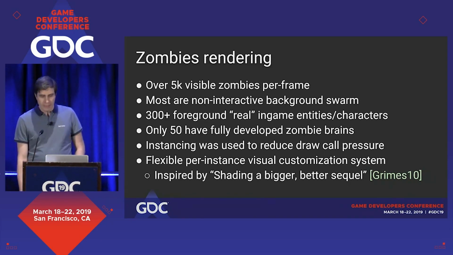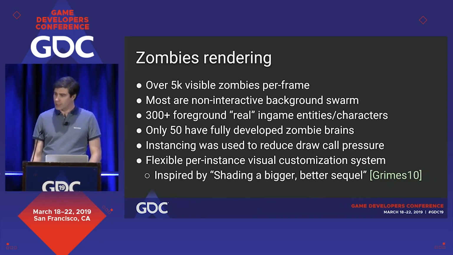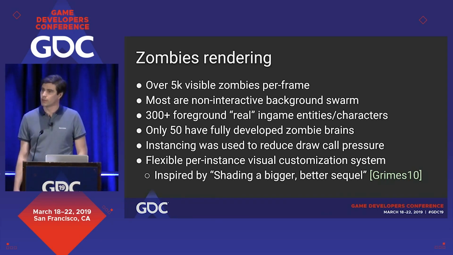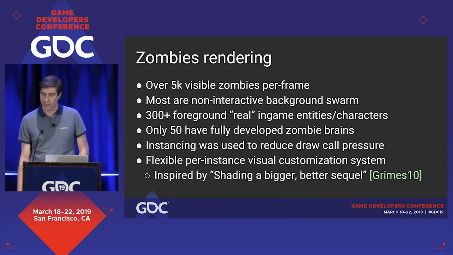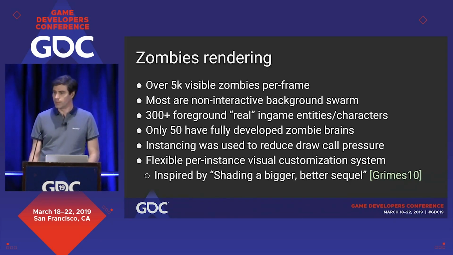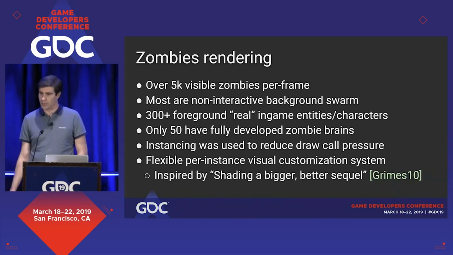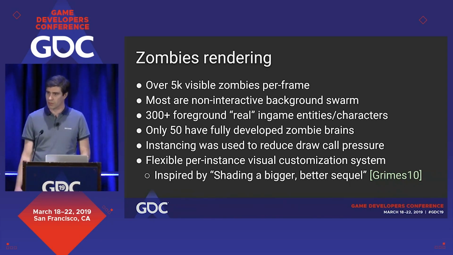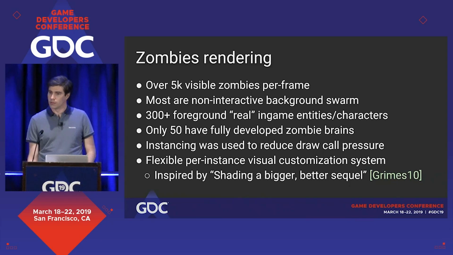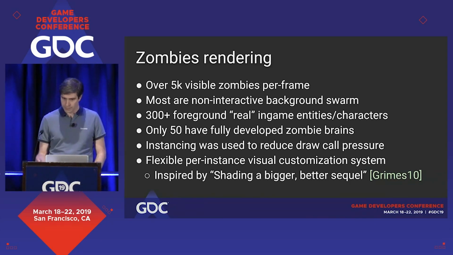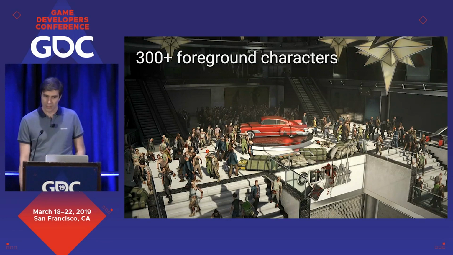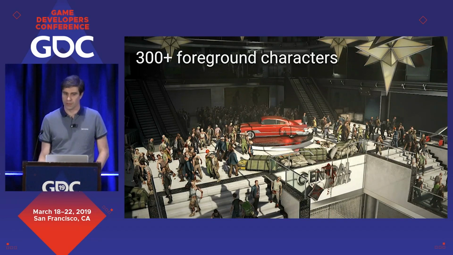So in order to render such a great variety of zombies, we had to rely heavily on an instancing system. But at the same time, we needed to create a very flexible customization system to make sure that no zombies are looking alike. So on this screen, you see 300 foreground characters.